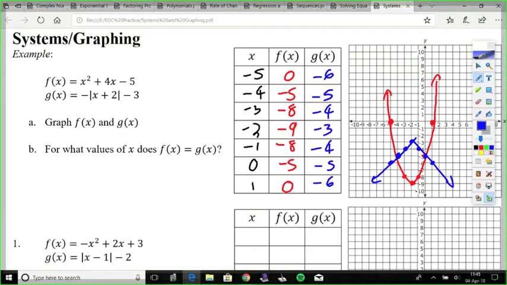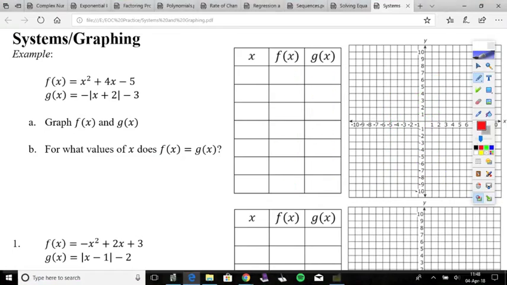So there's your graph. Now, part B says what values of x is f of x equal g of x. So that just means where the functions cross. You can see they cross here and here. So that's at x equals -4, and this one is at x equals 0. So your two answers are at x equals -4 and x equals 0. Okay? But the most important thing is making sure you know how to use the calculator.